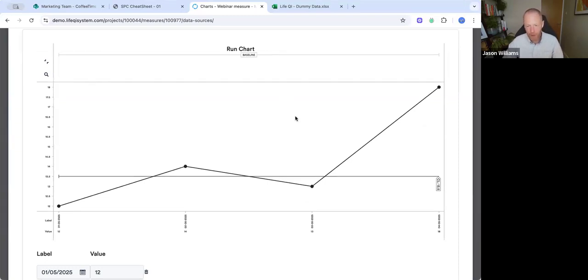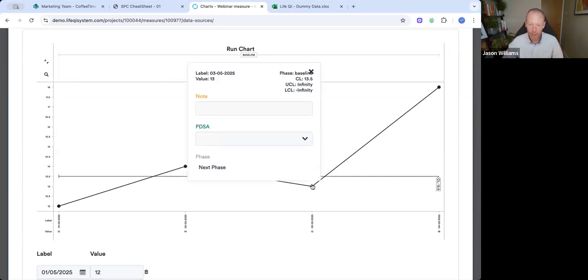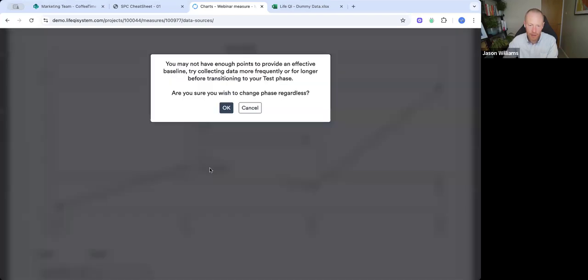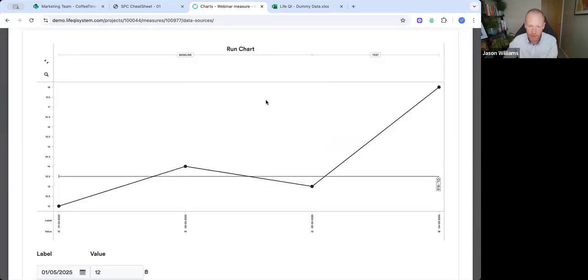But if I want to fix that baseline and now move forward into the next phase, if I click on the data point at which I want to make that break, then I've got options. Add a note, link a PDSA, or in this case, I can move to the next phase. So I'm going to click that. And it is giving me a warning that I don't really have very many data points. Really, you should have far more, over 10, ideally 15. But yes, I want to go ahead and make that change regardless.